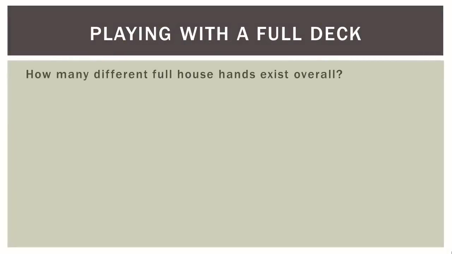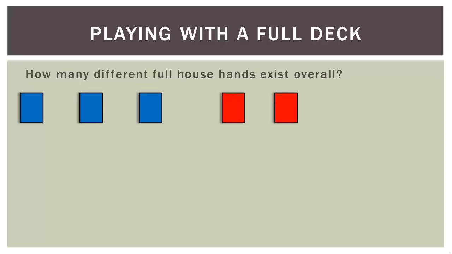Okay, how many different full house hands exist overall? Well, think of it this way. We have three of a kind. I just made three basic blue cards here. That's our three of a kind. And then we have two of a kind. So those two cards will be the same denomination. The reds will be the same denomination, and the three blues will also be the same denomination, just like a full house. So look at the blues first.